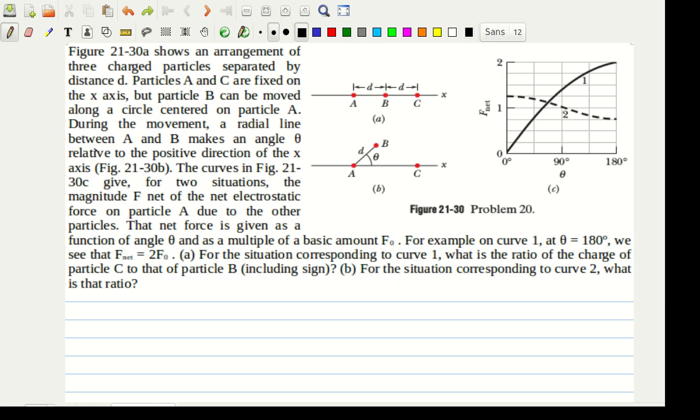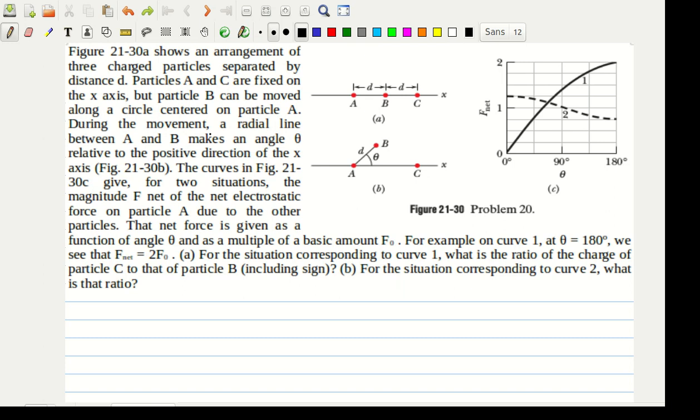This is a problem from chapter 21, Coulomb's law, of Resnick Halliday Physics, 10th edition. Figure 21.30a shows an arrangement of three charged particles separated by distance d. Particles A and C are fixed on the x-axis, but particle B can be moved along a circle centered on particle A. So particle B can go around particle A in a circle.